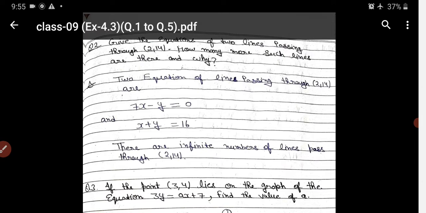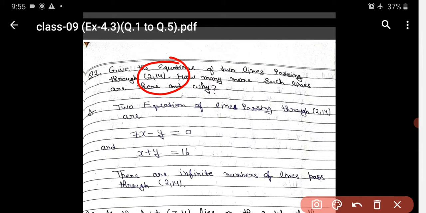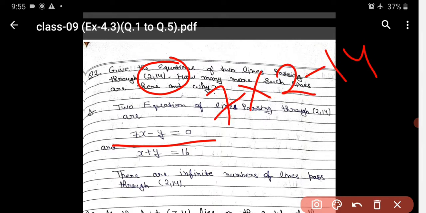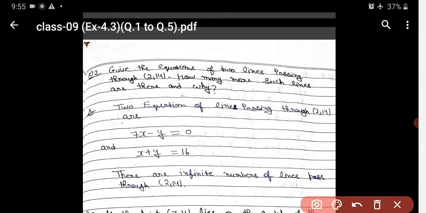Now I am writing here, give the equation of two lines passing through the point. One point is given, you have to tell the equation of two lines. So I am writing here, two equations of the linear lines that pass through the point are. First I am writing 7x minus y is equal to 0. Now just check whether this equation is correct or not. 7 into, in place of x you have to write 2, minus 14, because y is there, is equal to 0. Now check, 14 minus 14 is equal to 0, that is 0 is equal to 0. It means this equation is correct.